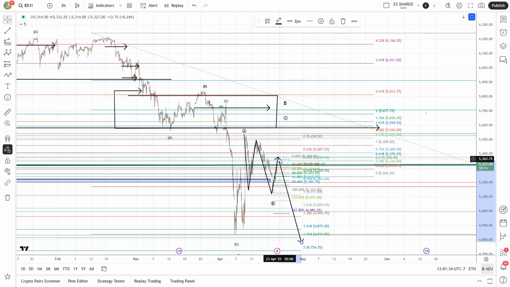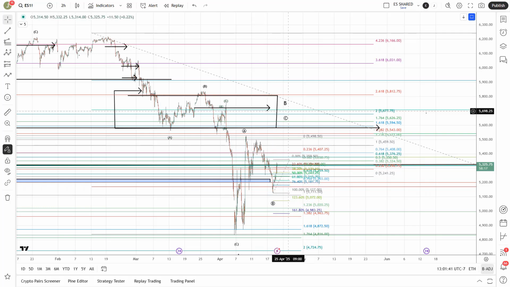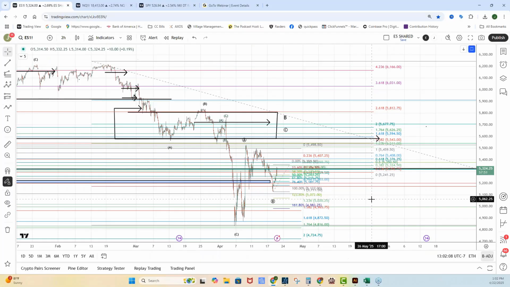Is that something we could see? Of course, you can see anything in the market, but we play probabilities. We look for probabilities, and the probability right now is that we come back into this box above. And if that's the case, we should reject from there and push down, and how we push down will matter. Any questions on the ES? All right, let's go over to the NASDAQ.